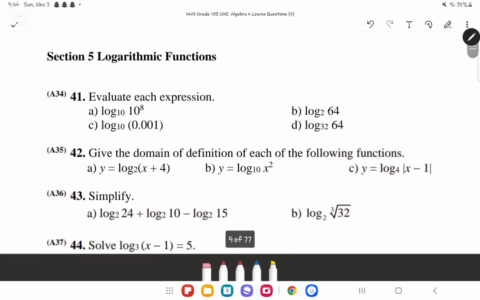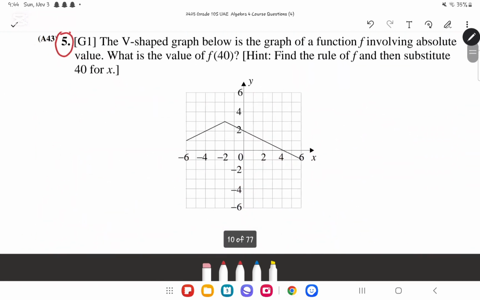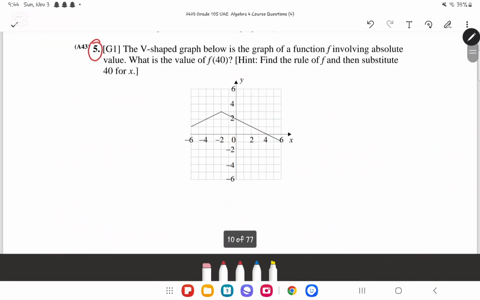After 38, we can move on to 2.1. Over here, we have question number 5, grid number 5. They told us in this question, the V-shaped graph below is the graph of a function f involving absolute value. What is the value of f of 40? Here is a very nice thing that you guys need to know.